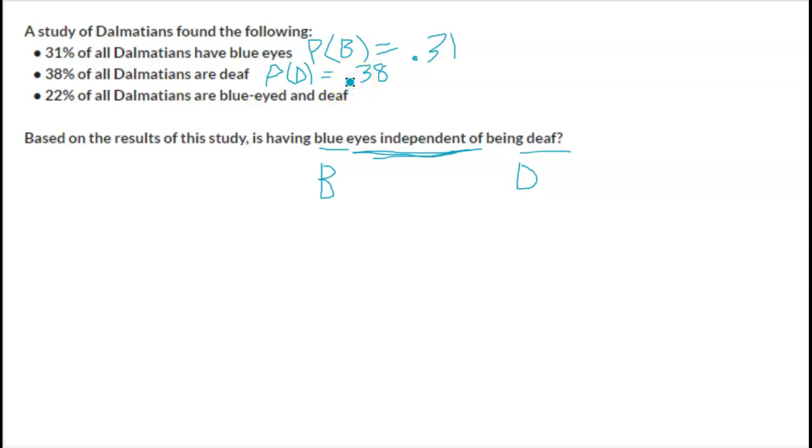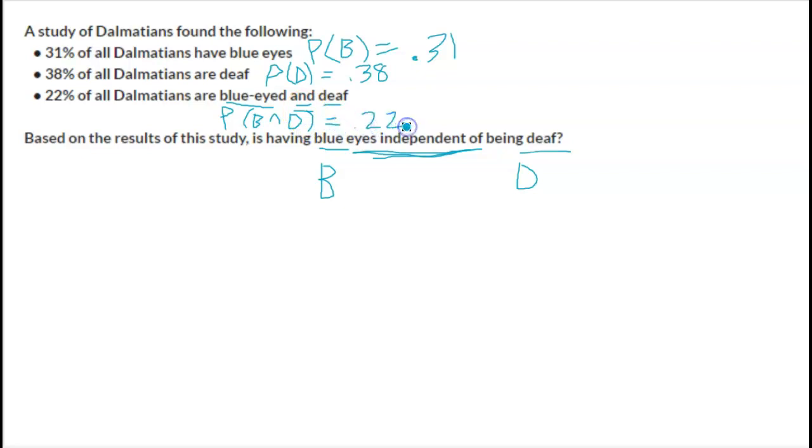And then finally, let's see what fact they gave us to check against. 22% of all Dalmatians are blue-eyed and deaf. Blue-eyed and deaf, that's B intersect D. Blue-eyed and deaf, they're both. And the probability of that is 0.22.